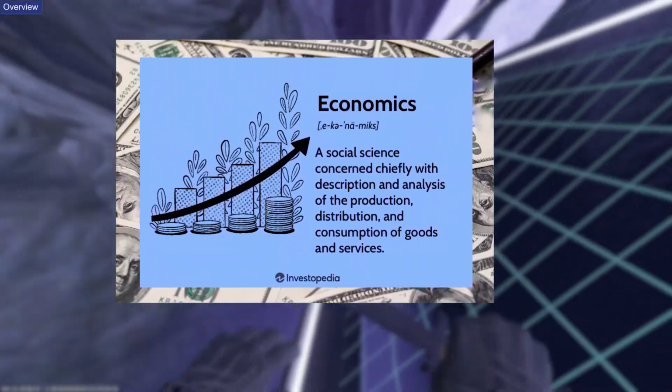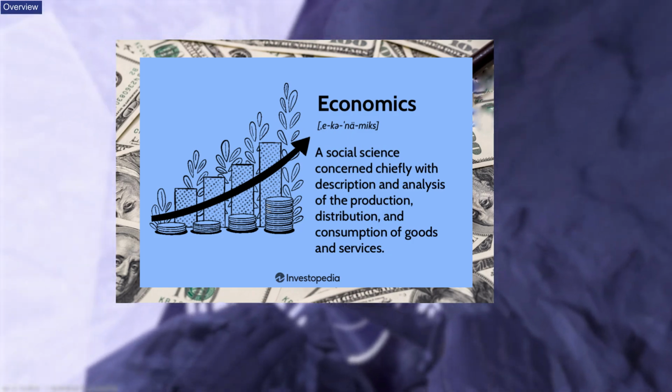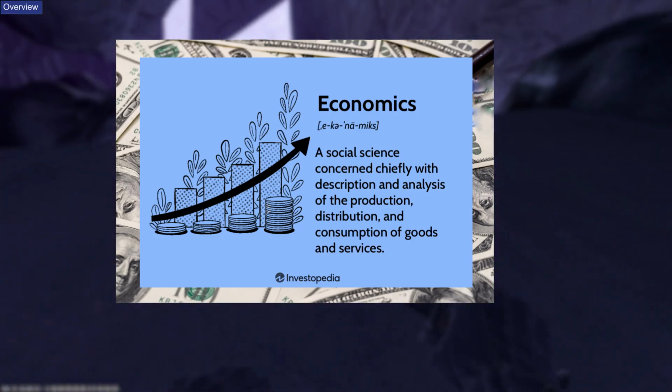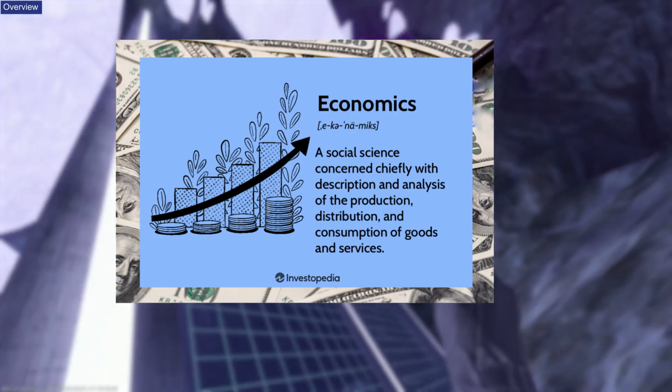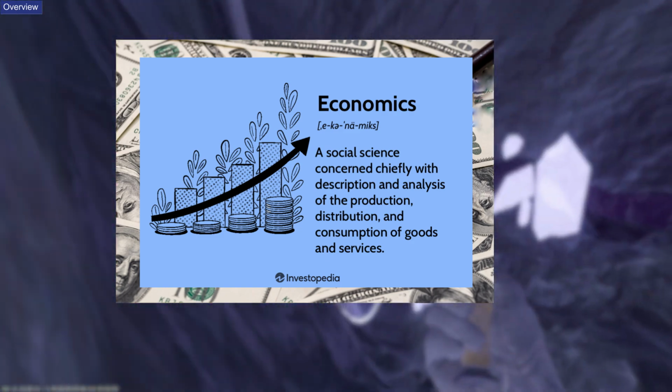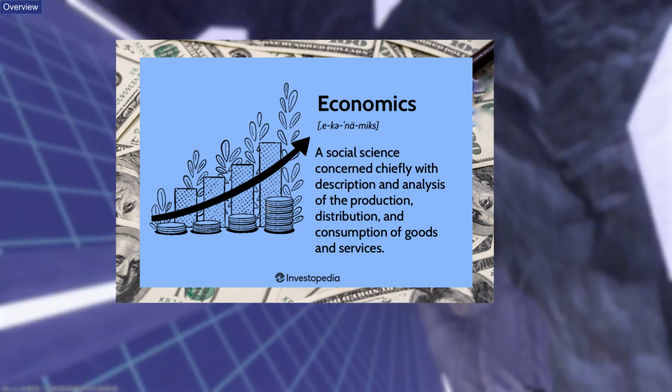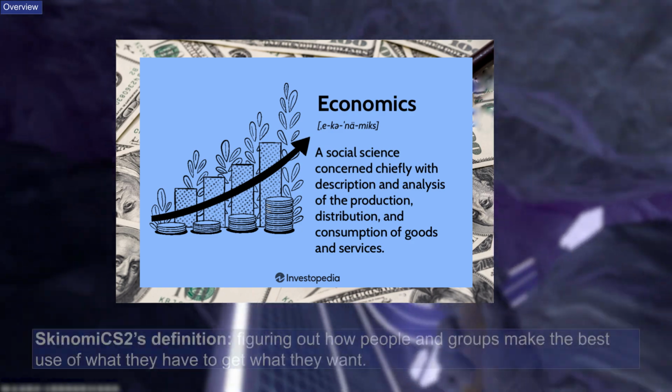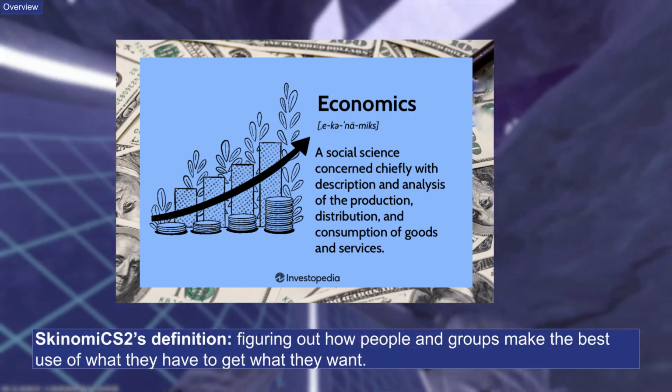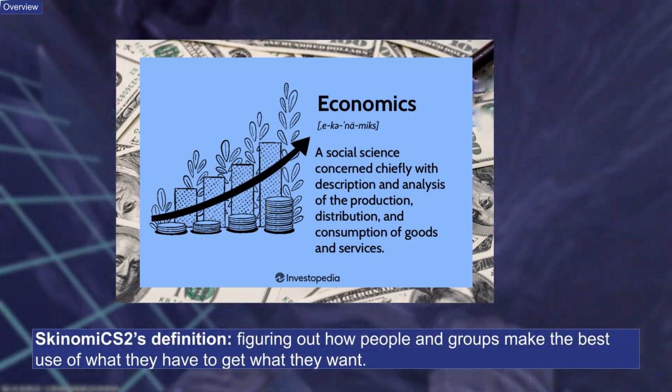Alright, so what is economics? You may have heard of supply and demand, but that is only part of it. Economics is actually the study of how people allocate scarce resources for production, distribution, and consumption, both individually and collectively. To put it simply, economics is about figuring out how people and groups make the best use of what they have to get what they want.